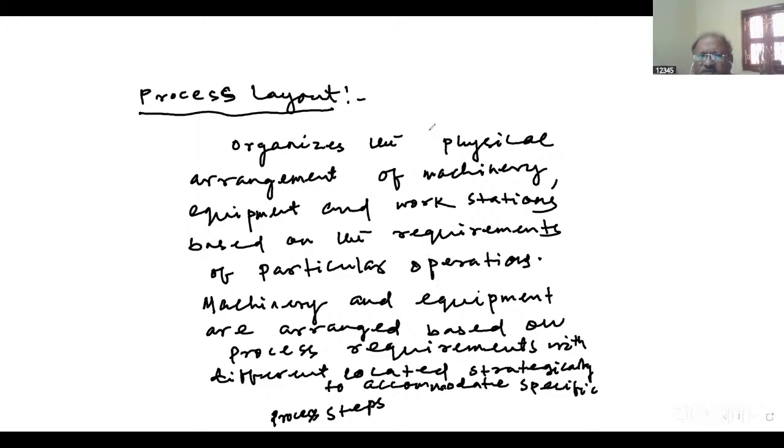So it organizes the physical arrangement of machinery, equipment, and workstation based on the requirement of a particular operation, so that the operation can be conducted smoothly without wasting any time. Machineries and equipments are arranged based on the process requirement, with different departments located strategically to accommodate specific process steps. Clear? Okay. Hello. Yes, sir.